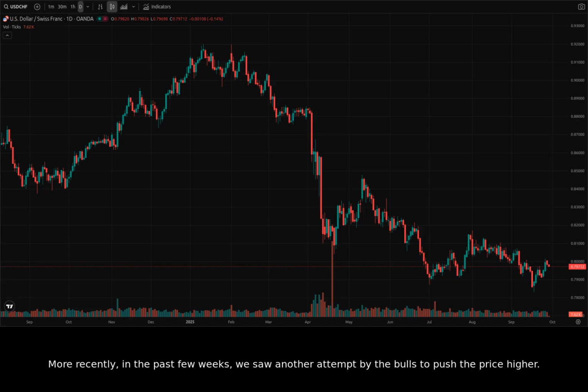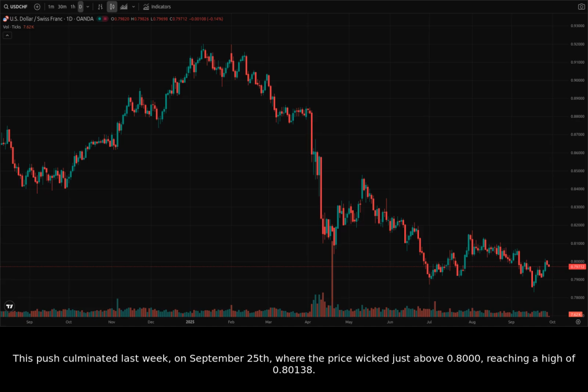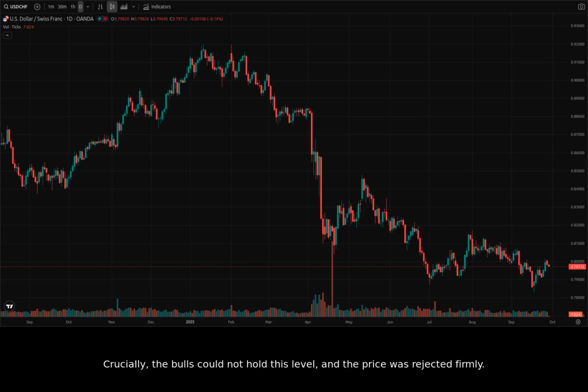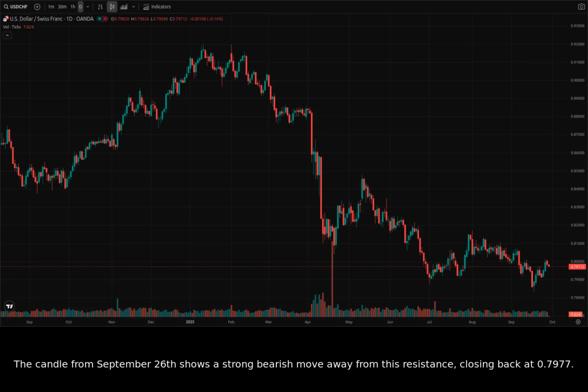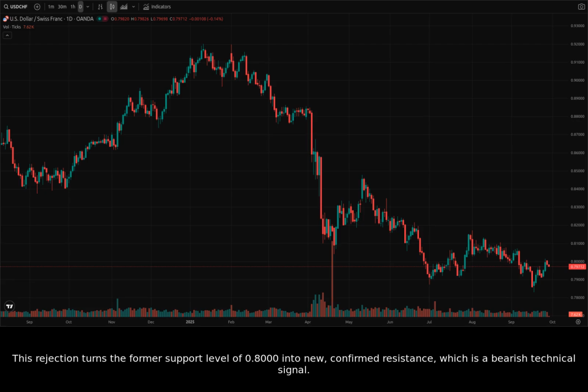More recently, in the past few weeks, we saw another attempt by the bulls to push the price higher. This push culminated last week, on September 25th, where the price wicked just above 0.8000, reaching a high of 0.80138. Crucially, the bulls could not hold this level, and the price was rejected firmly. The candle from September 26 shows a strong bearish move away from this resistance, closing back at 0.7977. This rejection turns the former support level of 0.8000 into new, confirmed resistance, which is a bearish technical signal.